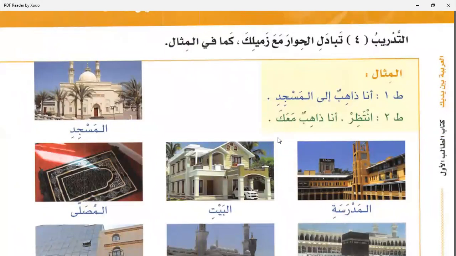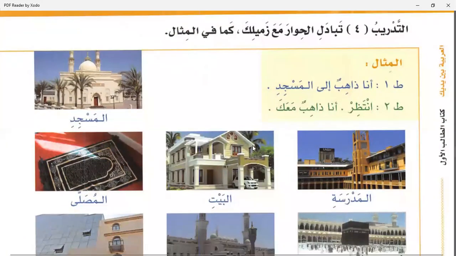Extend a dialogue with your colleague like the one in the example. So we know that here alif lam will be used or not. Someone is asking how we know that here alif lam will be used or not. When we use this word, I know it's used for a proper noun.